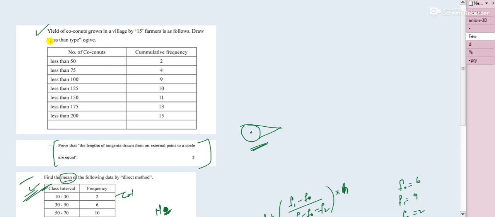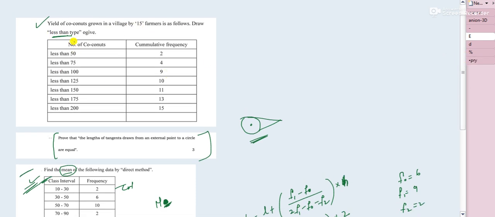This is very important. Ogive curve. Definitely you will get either less than or more than. So in this paper I have taken less than. In the next one I will take more than, with different types.